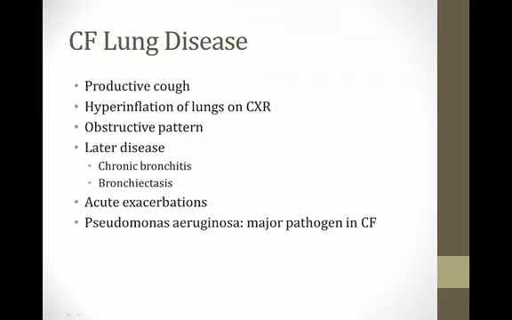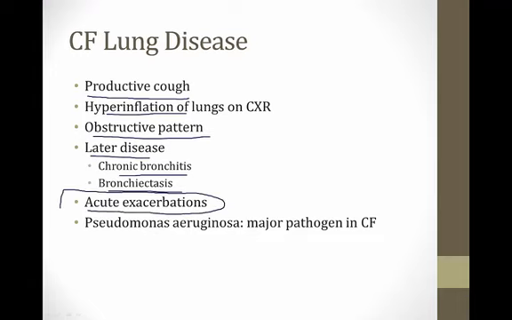So what are the symptoms of cystic fibrosis lung disease? Well, the first is a productive cough. All that sticky mucus is going to create a lot of coughing. The lungs can become hyperinflated on chest x-ray, and there can be an obstructive pattern on pulmonary function tests. Later, as the disease progresses, these children can get chronic bronchitis and bronchiectasis. And you should know that they're often stable for a while and then develop an acute exacerbation. Pseudomonas is a major cause of both chronic infection and acute exacerbations.